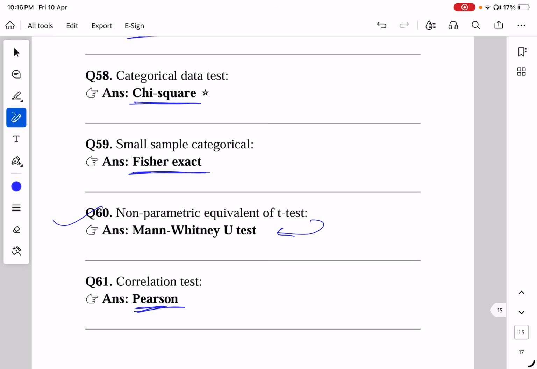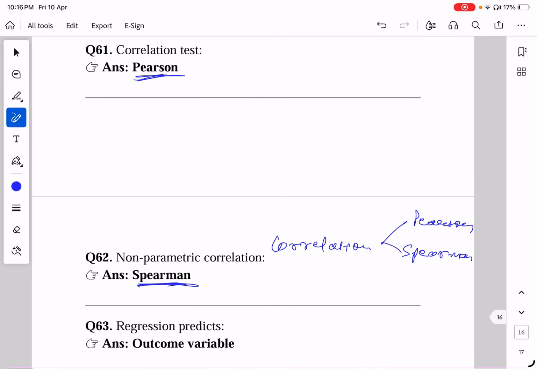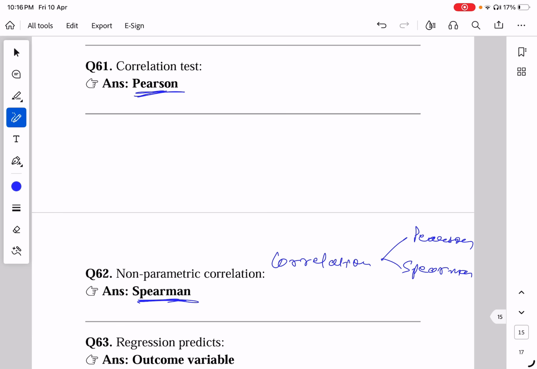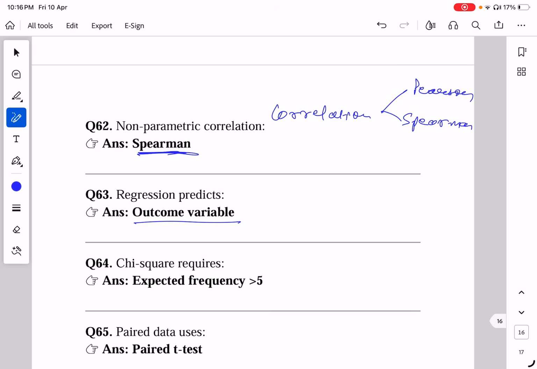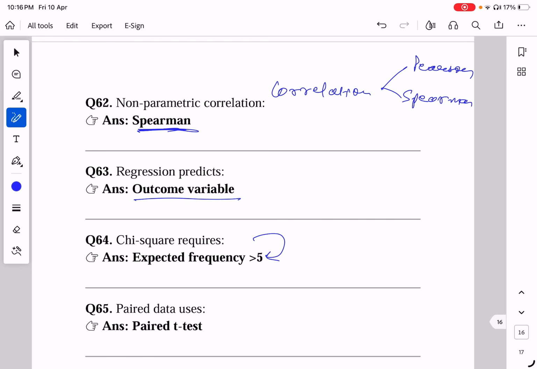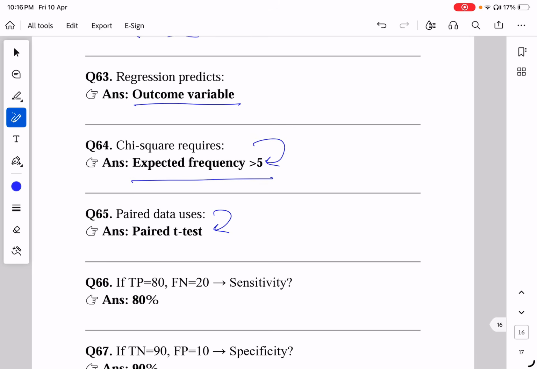Correlation test: Pearson coefficient. Non-parametric correlation is Spearman. So for correlation, again remember two types: Pearson and Spearman coefficient. Spearman is non-parametric. Regression predicts outcome variables. Chi-square test requires expected frequency more than 5. Paired data uses paired t-test.